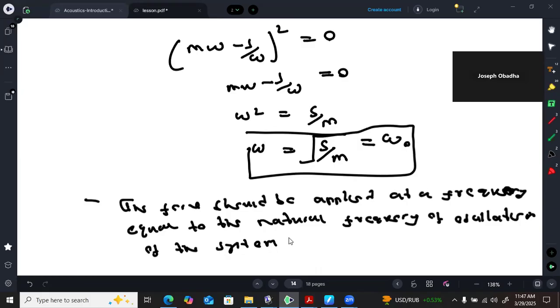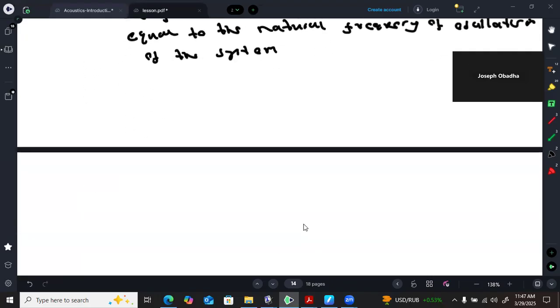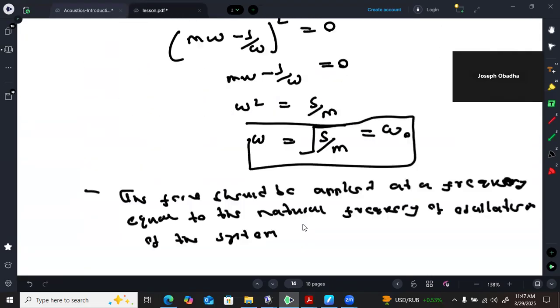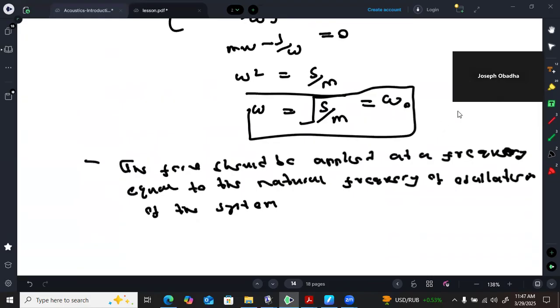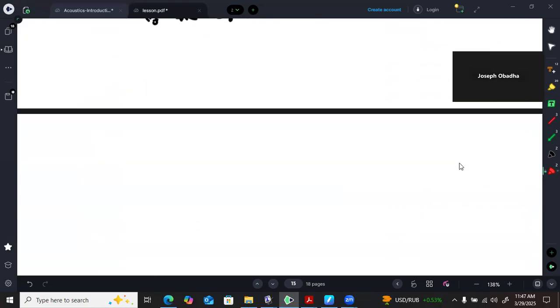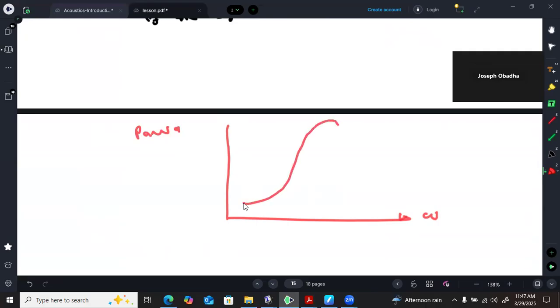In fact, we can look at it from another perspective. I can have some drawing here. Let's say I have a graph of power against frequency. So we say the power would be maximum when the frequency is equal to the natural frequency of oscillation of the system.